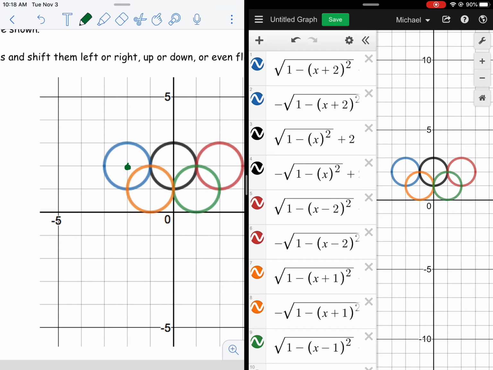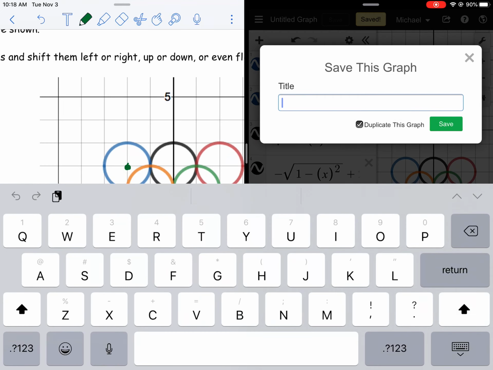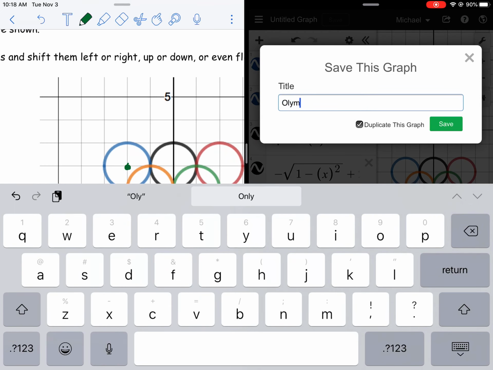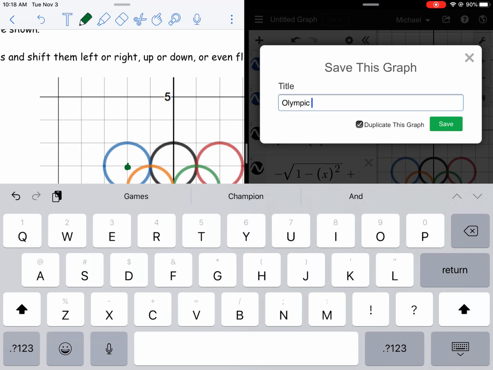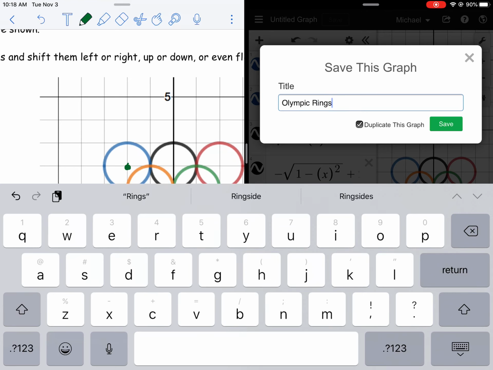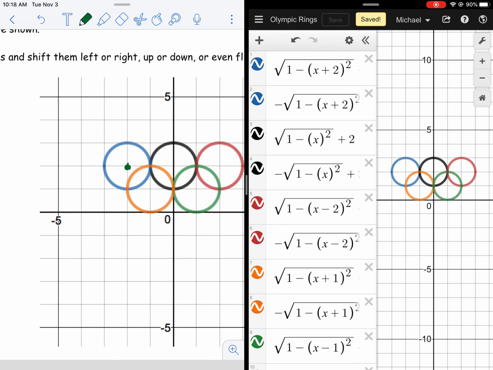You can. I'm going to be posting a video soon about how to create an account and save your pictures that you're making. Okay. You can see the save button at the top here. If you click save, now I want to rename it to be Olympic rings. Save. Okay. So that just saved it.